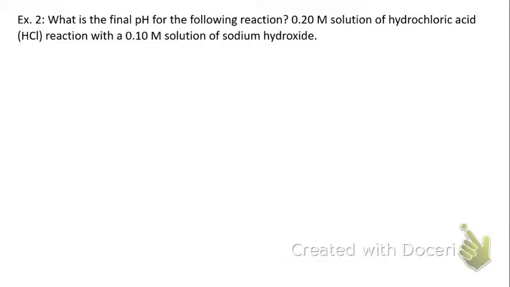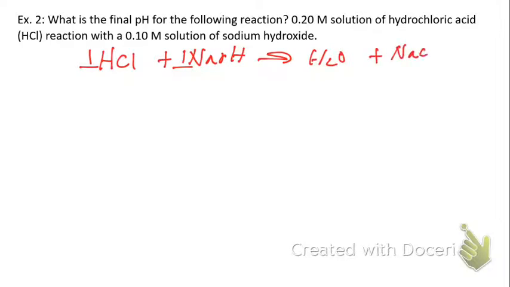So in this case, example problem 2, again, HCl is going to react with sodium hydroxide. They do so in a 1-to-1 ratio to form water and salt, sodium chloride in this case. Now we're going to start out with a 2.2 molar HCl and only a 0.1 molar sodium hydroxide. So if you determine the limiting reactant here, it should be sodium hydroxide.